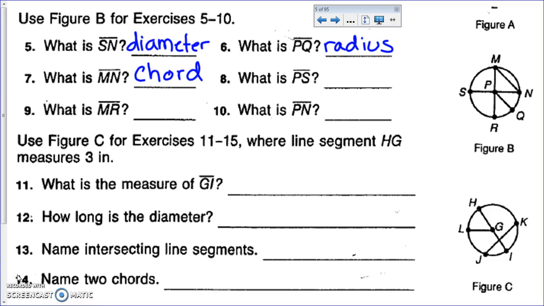For 8, we have PS. Again, P is our center point, S is on the circle, so we have a radius. Nine is MR. M and R are both points on the circle, and the line segment passes through P, which is our center point, so we have a diameter. Then for 10, we have what is PN. P is our center point, ends on the circle, we have a radius.